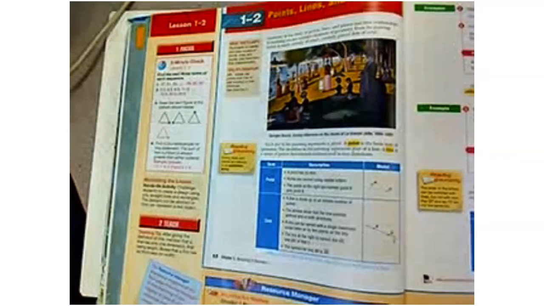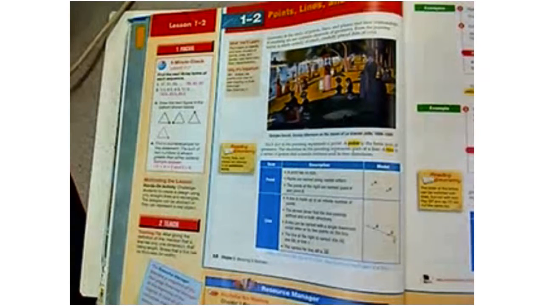Okay. All right. Geometry. So there's your basic point A, point B, right? Okay. Now we go into a line. So it's going to describe a line. Is that down below where it says a line?